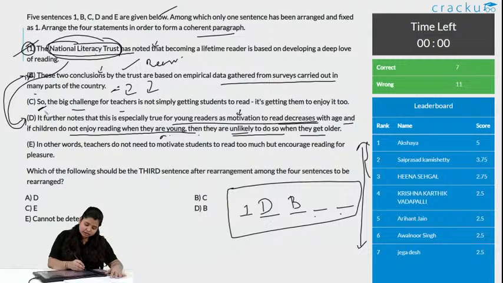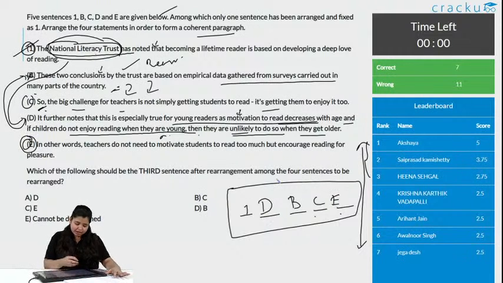What is the result? So, the big challenge for teachers is not simply getting students to read, it is getting them to enjoy reading. Obviously, C is the remaining one, E, in other words teachers need to. So, these two are related. We got the complete set. Now, let us solve the questions.